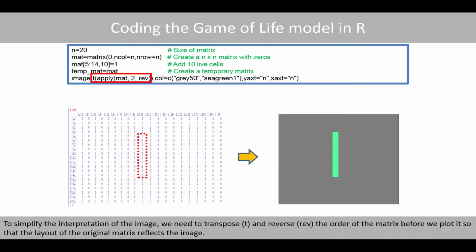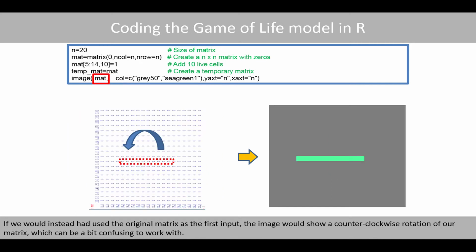To simplify the interpretation of the image, we need to transpose and reverse the order of the matrix before we plot it so that the layout of our original matrix reflects the image. If we would instead have used the original matrix as the first input, the image would show a counterclockwise rotation of our matrix, which can be a bit confusing to work with.